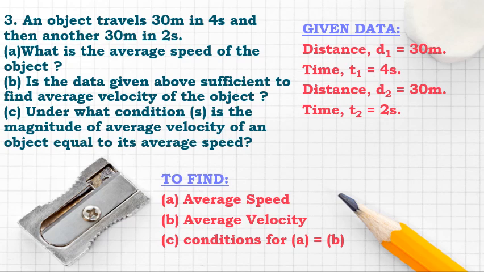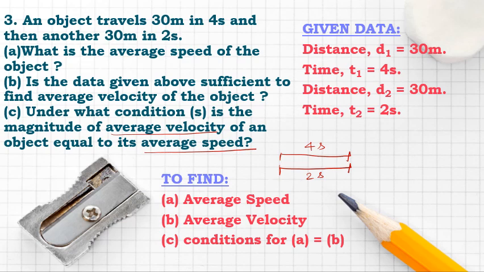Let's look into this question. An object travels 30 meter in 4 seconds and another 30 meter in 2 seconds. That means first it travels 30 meter in 4 seconds, and another 30 meter in only 2 seconds. They want us to find the average speed. And then with this data, can you find the average velocity? And they are asking, under what condition is the magnitude of average velocity equal to its average speed?